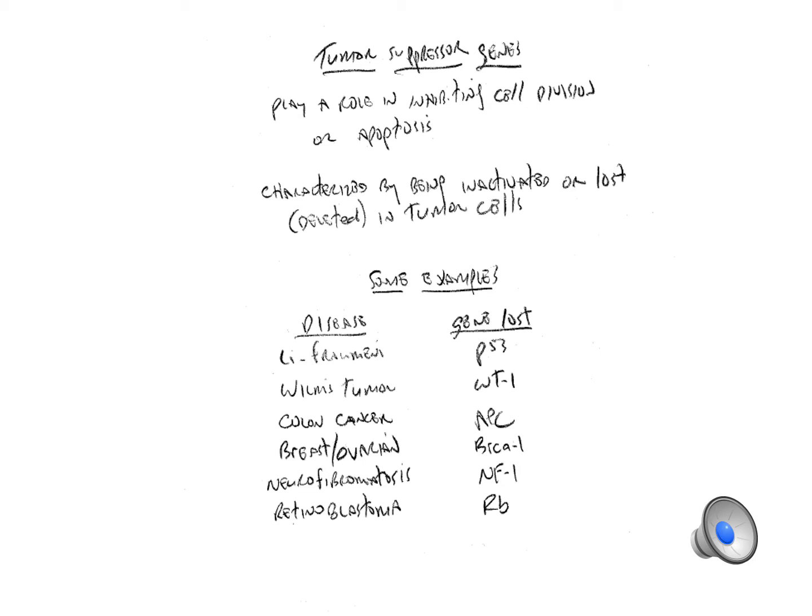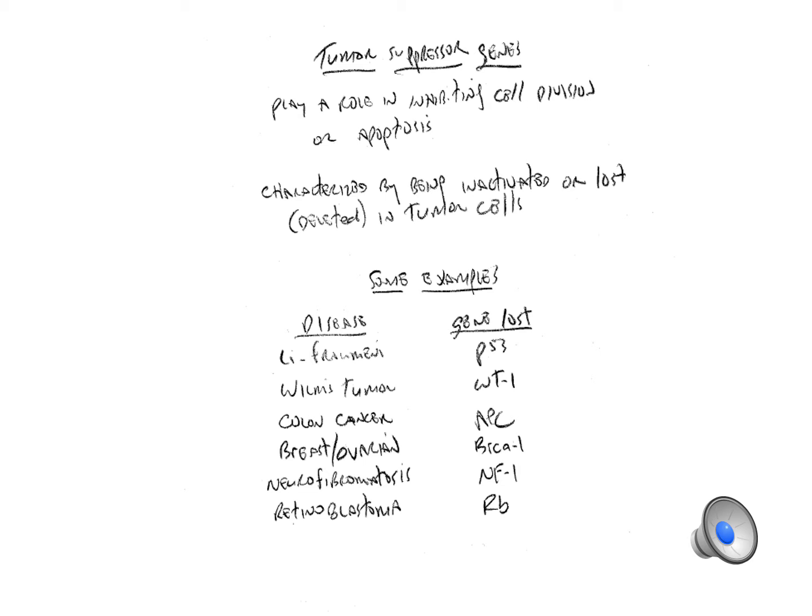But since every cell in the body has only one copy, and all you need to do is lose the second one, then there's a very high probability that will happen and you'll get cancer. And that is the basis for the inheritance.